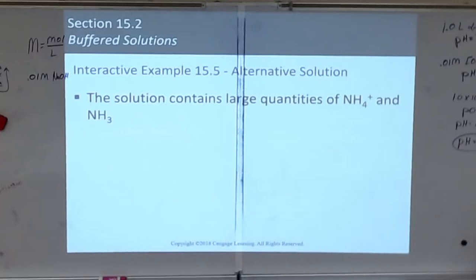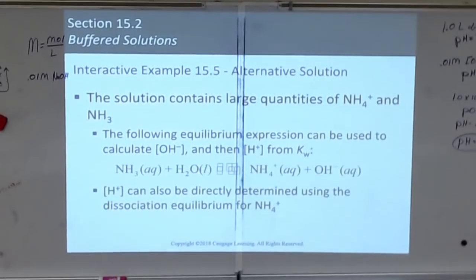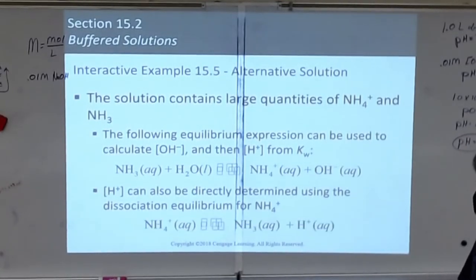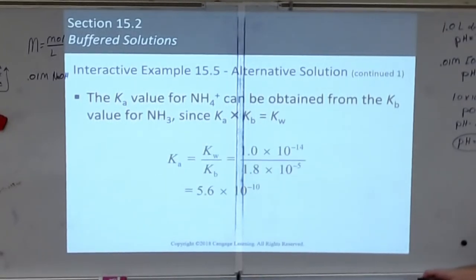This solution contains large quantities of ammonium ion and ammonia. Okay. So we can calculate things directly. We can also directly determine it using the dissociation equilibrium for the ammonium ion. So I can actually back up and use the Ka for that. And I can figure out the Ka because Ka times Kb is Kw, right? So I could calculate the Ka as 5.6 times 10 to the minus 10th.